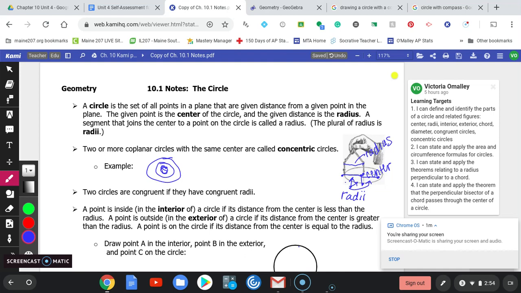All right. Third thing, two circles are congruent if they have congruent radii. So in order for them to match up point for point when you place them on top of each other, they need to have congruent radii.